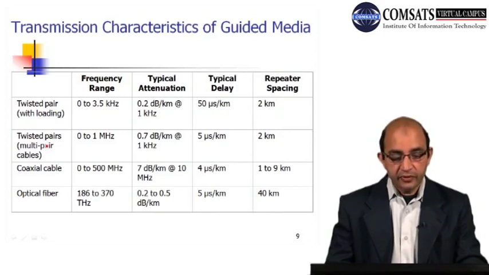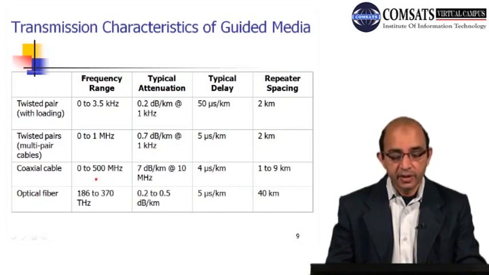Then we have twisted pair, but here we have multiple pairs, not a single pair. This is the single pair, and here we have the multiple pairs. The frequency range rises to 0 to 1 megahertz, where before we had kilohertz, and the attenuation is 0.7 dB per kilometer. The delay reduces to 5 microseconds, and the repeater spacing is the same.